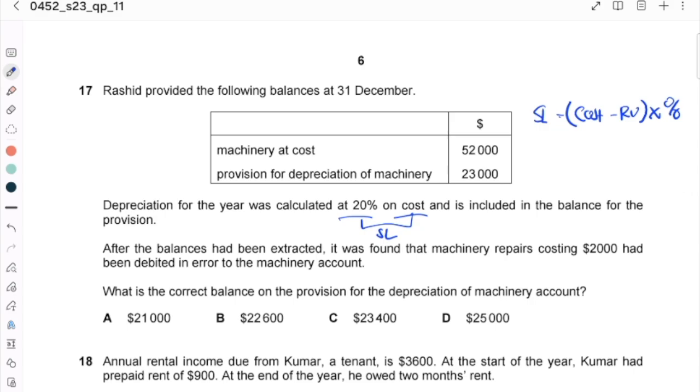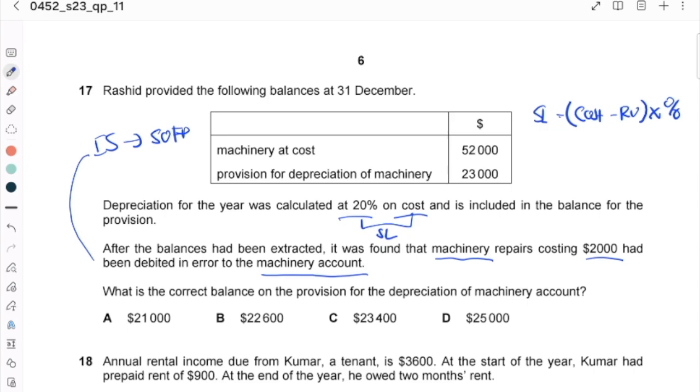After the balance had been extracted, it was found that machinery repairs of 2,000 had been debited in error in the machinery account. So it's supposed to go to the income statement, but they put it into the SOFP.